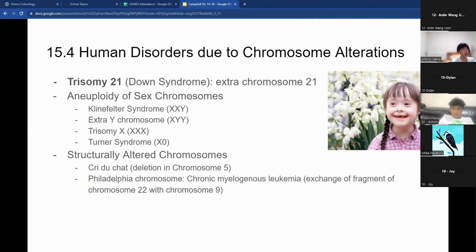Yeah, so chromosome 21 is near the higher end of chromosome numbers, therefore it's less dangerous, it's less effective. Less dangerous. Aneuploidy of sex chromosomes. Klinefelter syndrome. This is where a guy has an extra X chromosome. They have XXY.